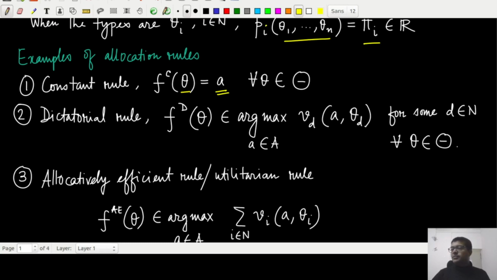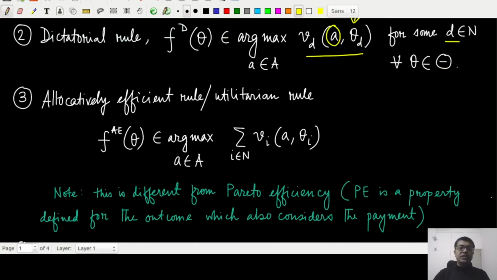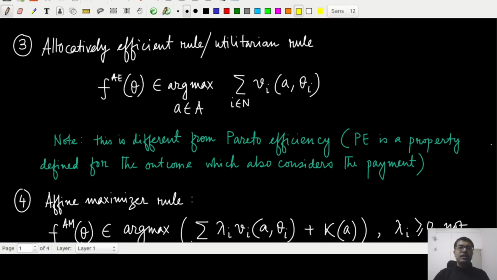It has a predetermined agent or a player whom we call the dictator, and it always tries to maximize the valuation of that particular agent. So whatever is its type, it looks at that type and picks the allocation which maximizes the valuation of that player. It does not look at any other player. But there are some other interesting mechanisms as well. One of them is the allocatively efficient rule, also sometimes known as the utilitarian rule.